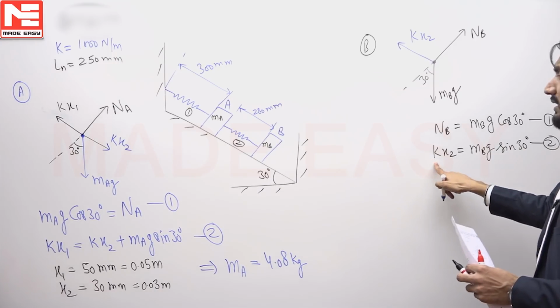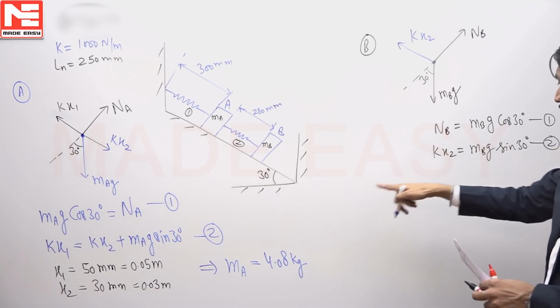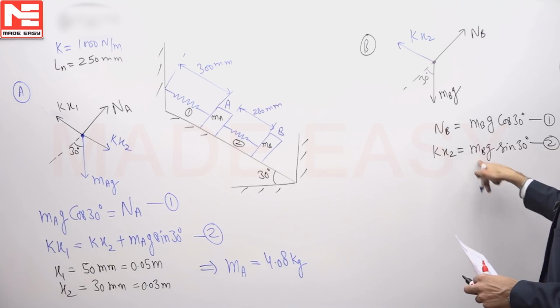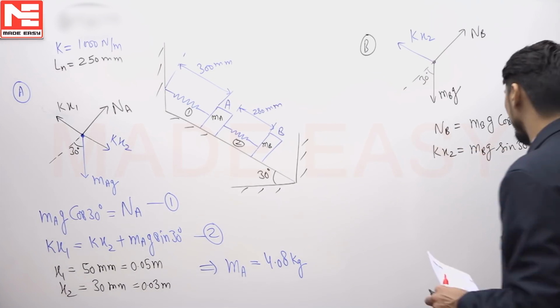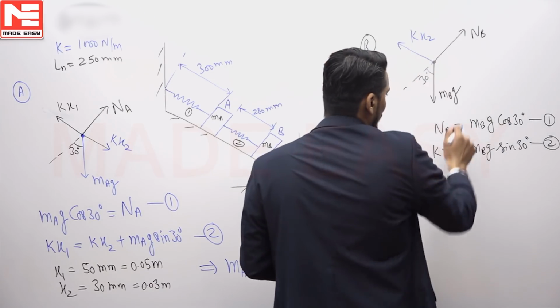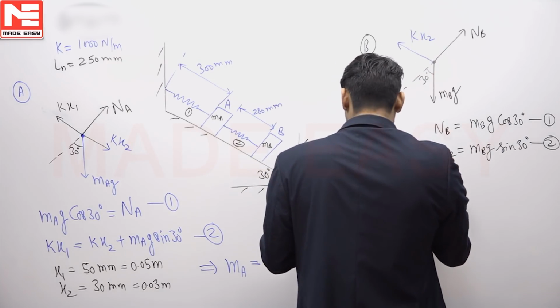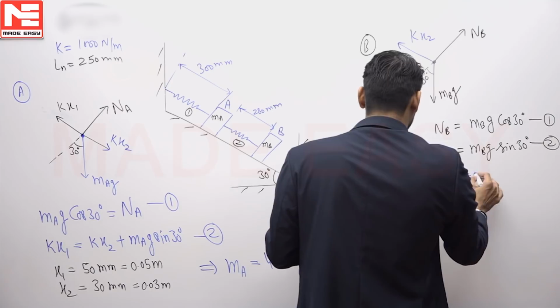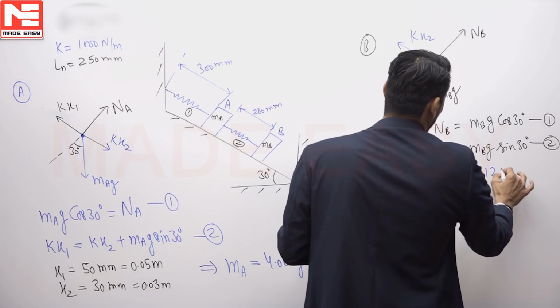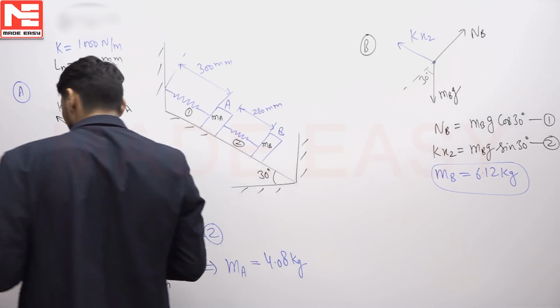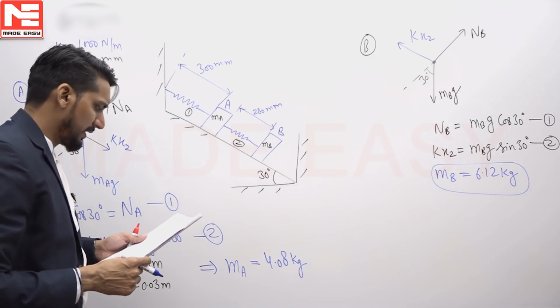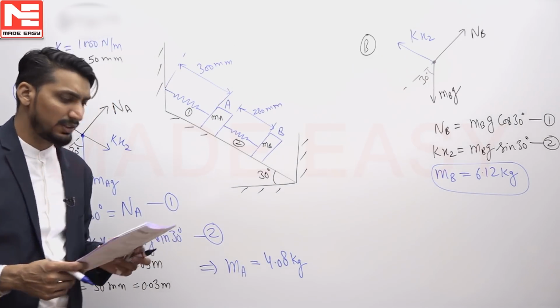How many unknowns? x2 is known, k is known, mB is one unknown, NB is another unknown, two unknowns, two equations. Can't you find out? Yeah, simply we can find out. And if we calculate mB from here, it will come out as 6.12 kg. So what are the options? This is 4.08 and 6.12. See, it is matching with option C.